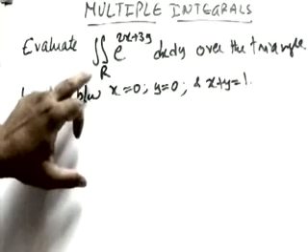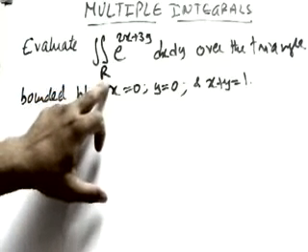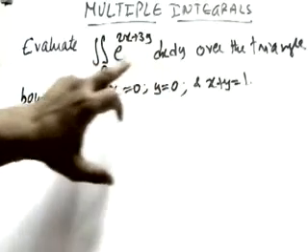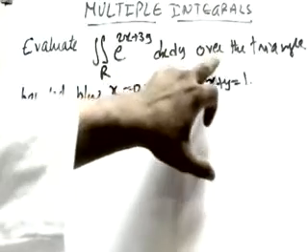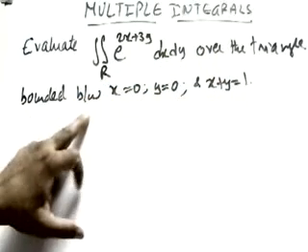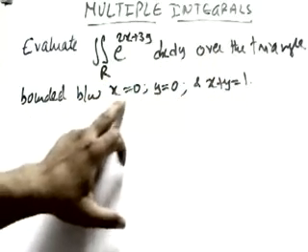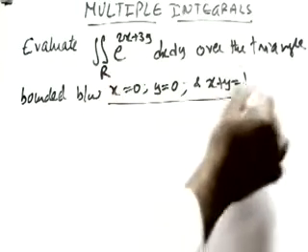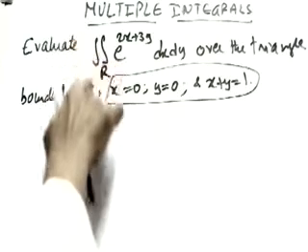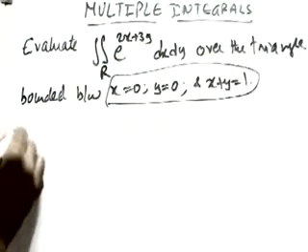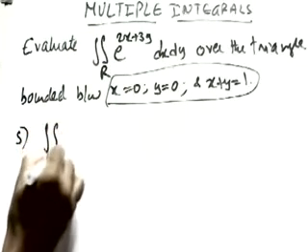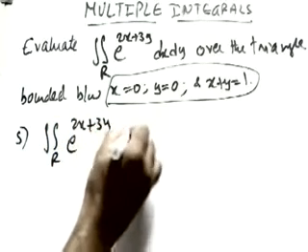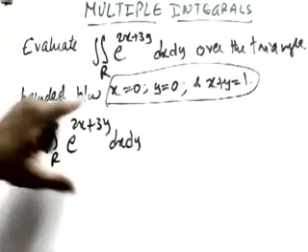Now see here, watch carefully. Evaluate the double integration over the region R of e power 2x plus 3y dx dy, over the triangle bounded by x equals 0, y equals 0, and x plus y equals 1. From these conditions, we have to take the limits of x and y. So first I'm writing this equation, e power 2x plus 3y dx dy.